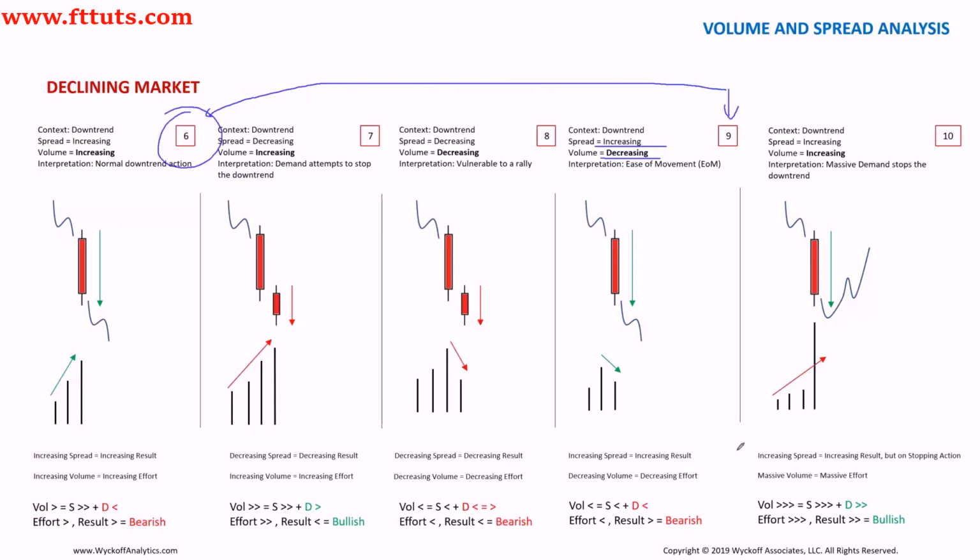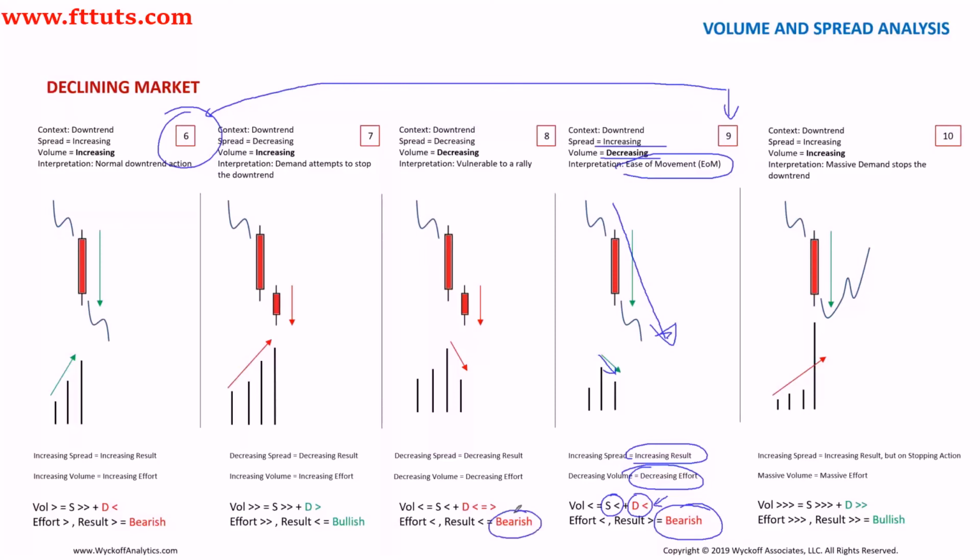Okay, so what do we see on the result? Obviously, an increasing result with this type of spread, and then it happens on decreasing effort. The volume signature goes down. So that suggests both a decrease of supply and a decrease of demand. And that suggests, again, an ease of movement, as the price could move lower on a diminishing demand signature, and therefore it is a short-term bearish interpretation.